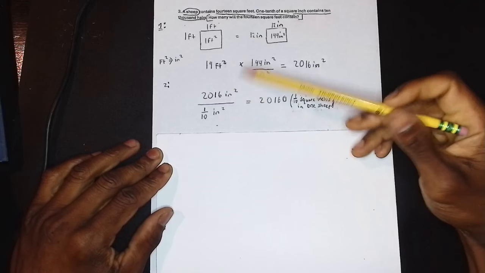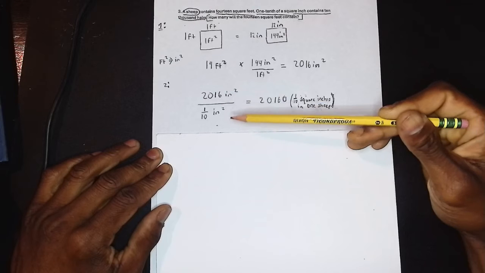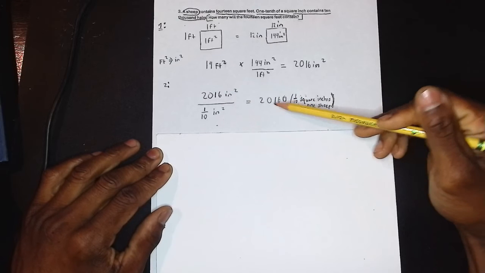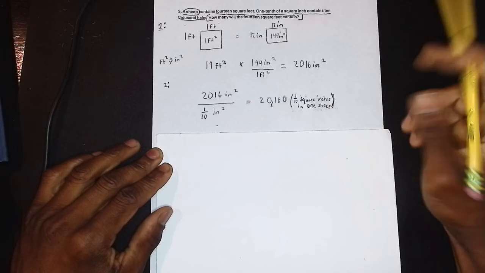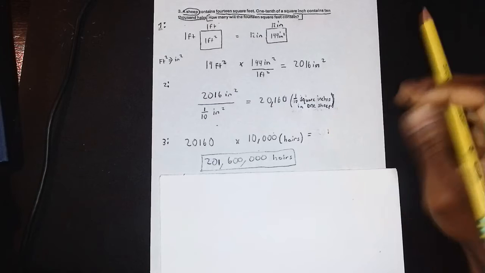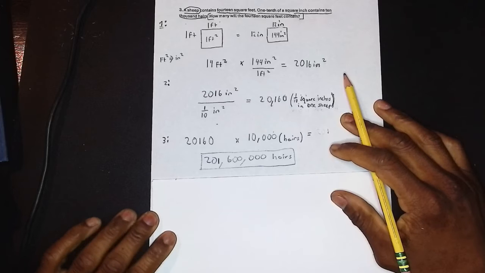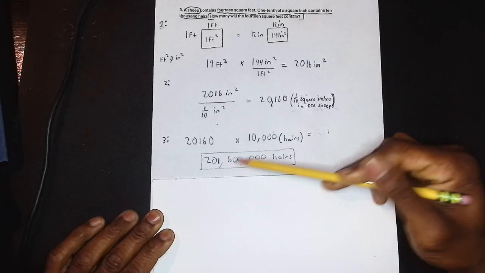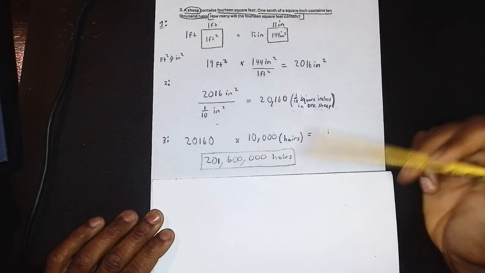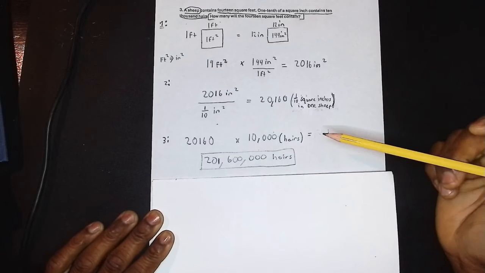So we're going to divide the 2016 inches squared by 1/10. We get 20,160 units. The final step to get our answer is to multiply the number of units by the number of hairs, and we get 201,600,000 hairs. And that's our answer for problem number 3 in the problem book.